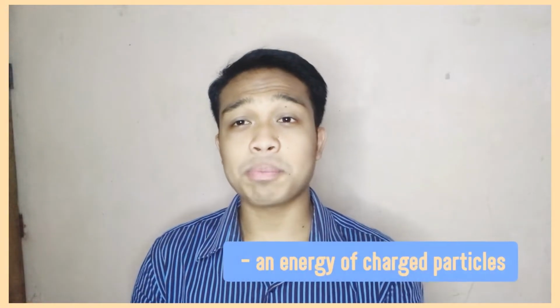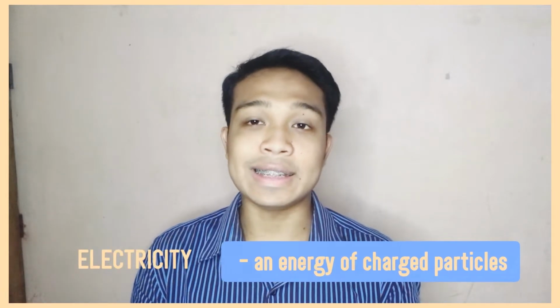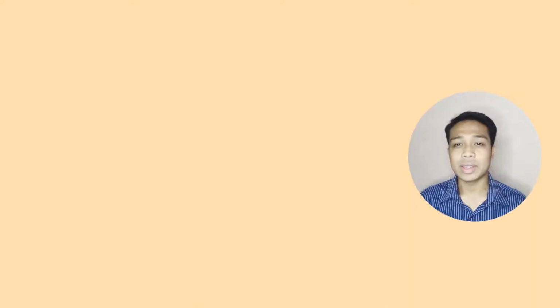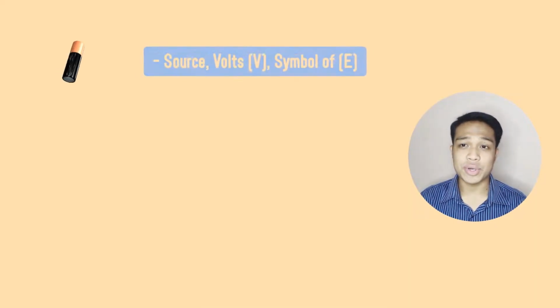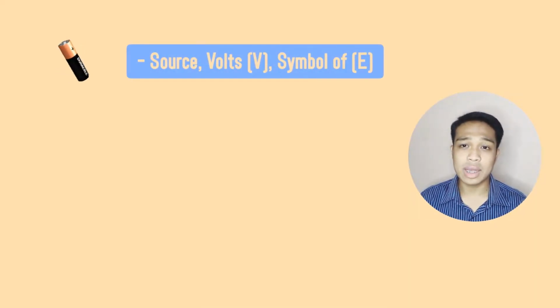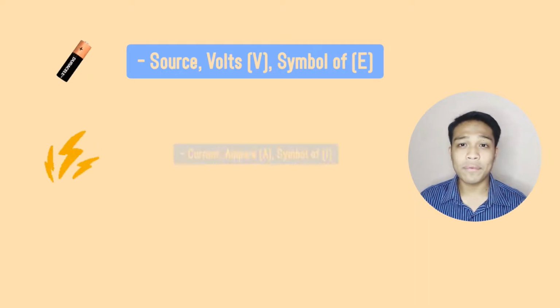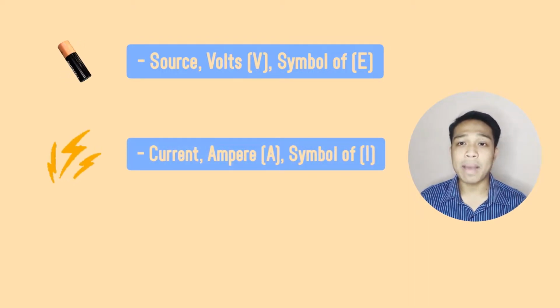The energy of charged particles is referred to as electricity. Electricity, for example, could be stored in a battery. When a battery is linked to a light bulb, electricity flows. This happens because electrical charges or electrons are free to carry energy from the battery to the bulb. Now the battery will function as a source, with the unit of volts and the symbol E, and a rate of flow of electric charges with the unit of ampere.